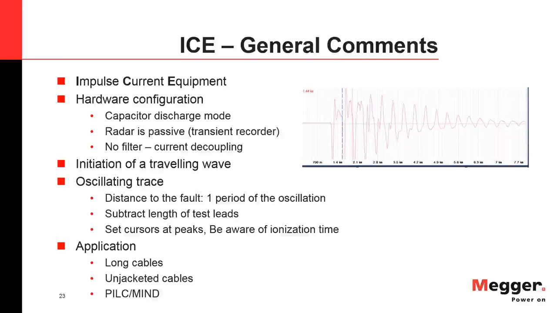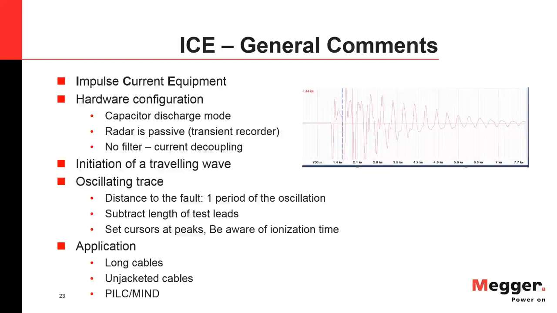The hardware configuration, as we just saw, is a capacitor discharge mode. The radar is purely passive, and there is no arc reflection filter. Your coupling device is a CT. What you do is you charge the cap up and you discharge it into the cable. You will flash over the fault and you will create a so-called traveling wave. Now, a traveling wave is a steep front wave that has both voltage components and current components that is traveling away in both directions from the fault.